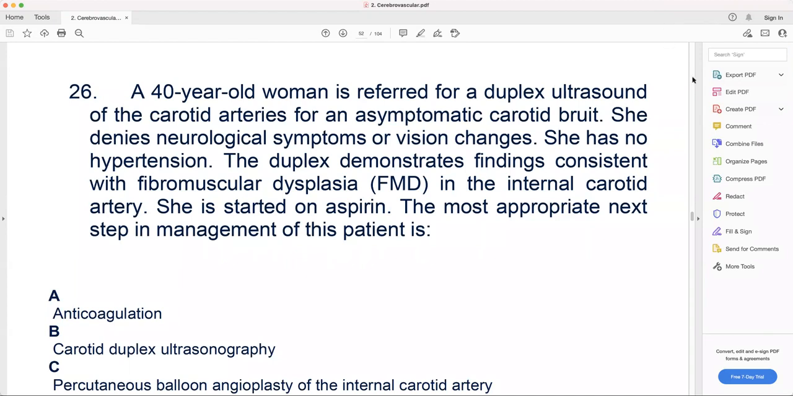A 40 years old woman is referred for duplex ultrasound of the carotid artery for an asymptomatic carotid bruit.